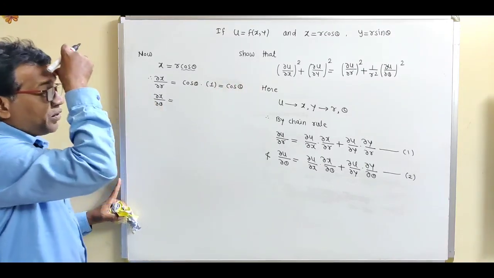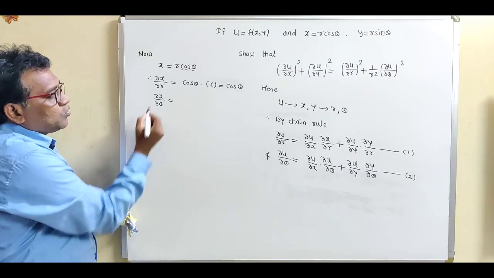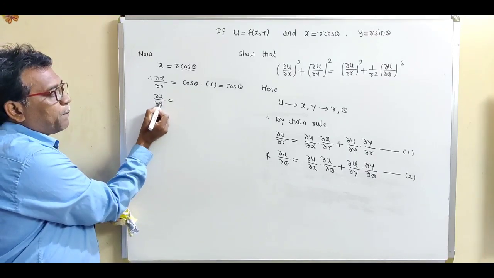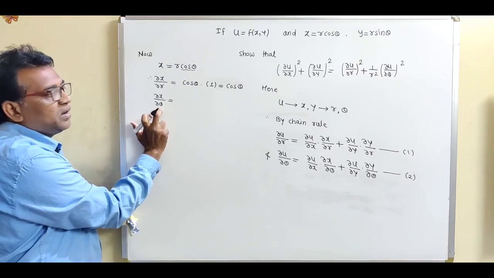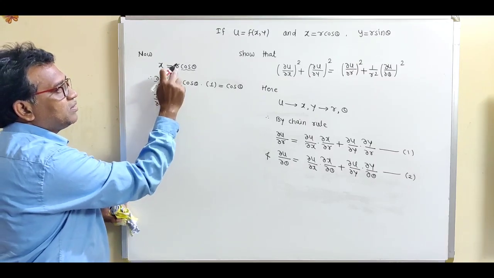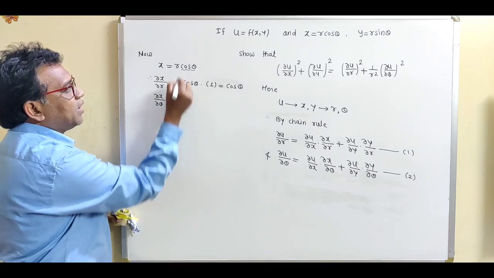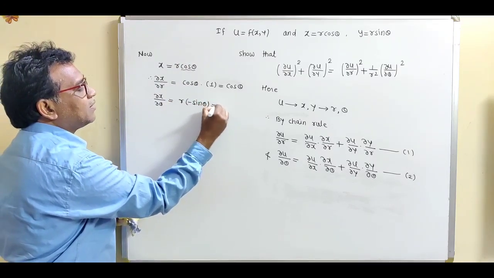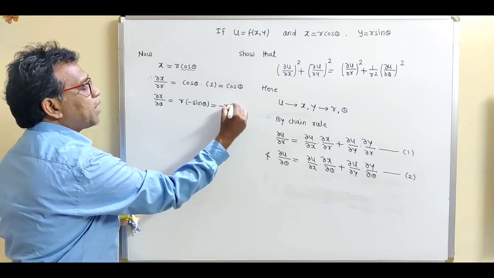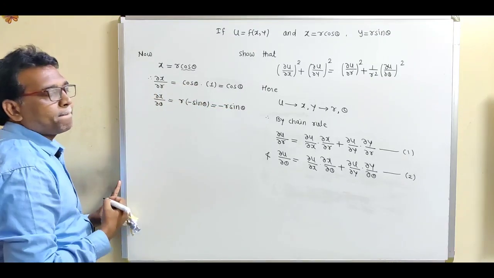Find the next derivative, del x by del theta. Differentiating x partially with respect to theta means finding the derivative of theta only, keeping r constant. So r is a constant term, and the derivative of cos theta is minus sin theta. So what is this term? This is minus r sin theta.